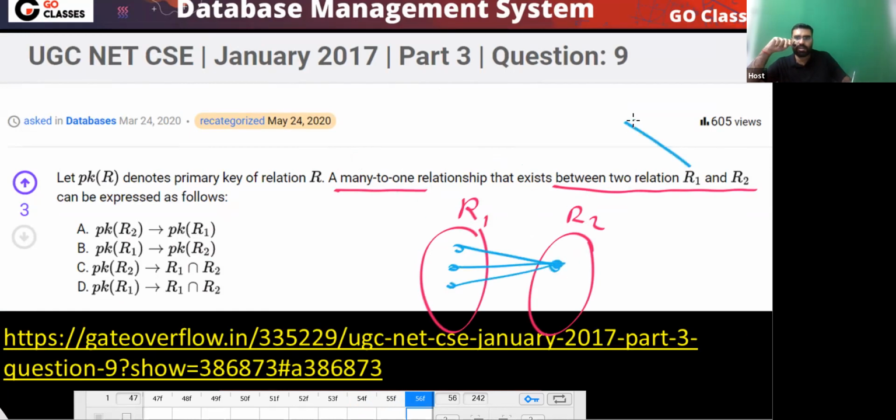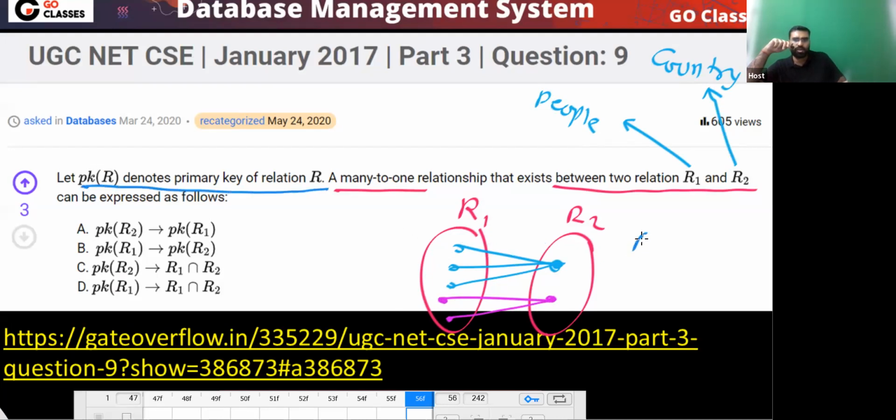For example, maybe these are people, and maybe these are countries. So you can notice that many people can have the same country. If you know the person, and this is the primary key, and the question is saying this is the primary key of relation R, then if you know the value of R1, you also know the value of R2, correct? So you can clearly see that the answer will be option B.